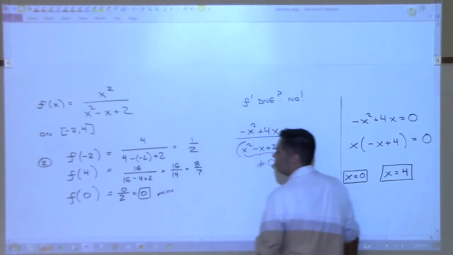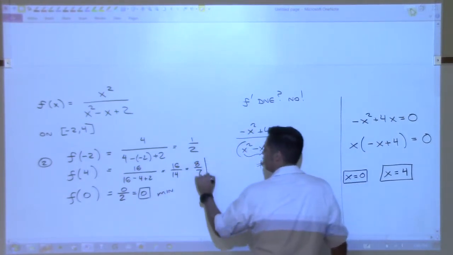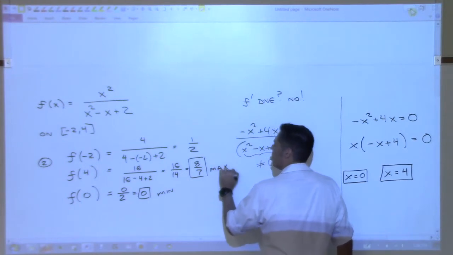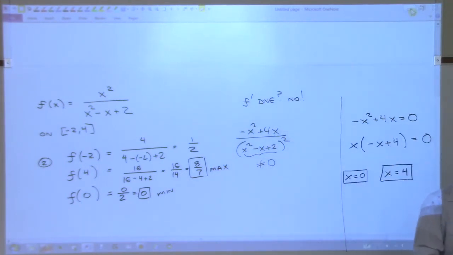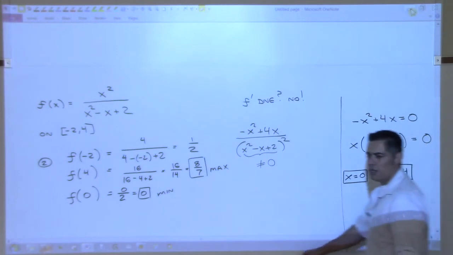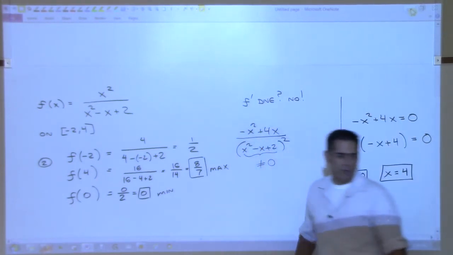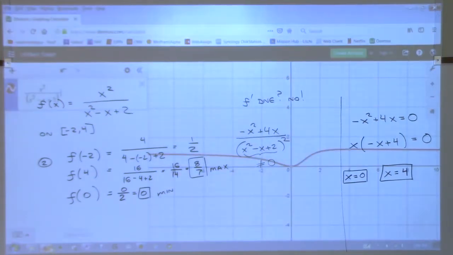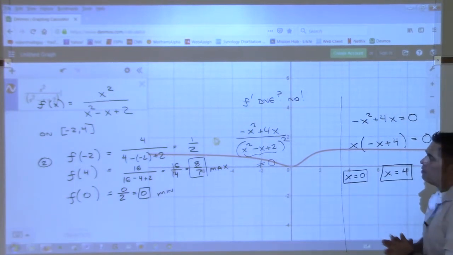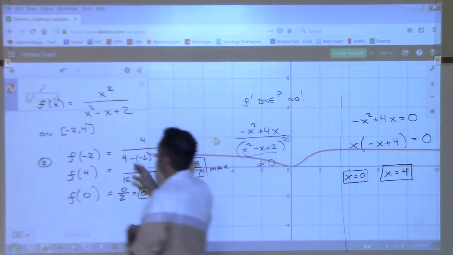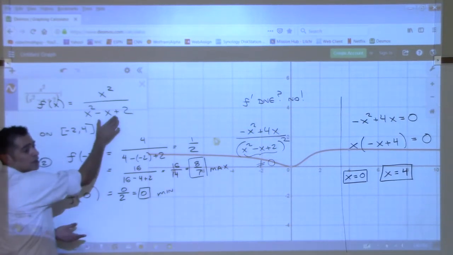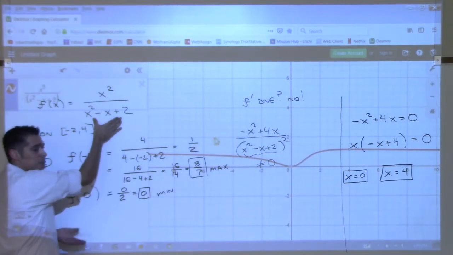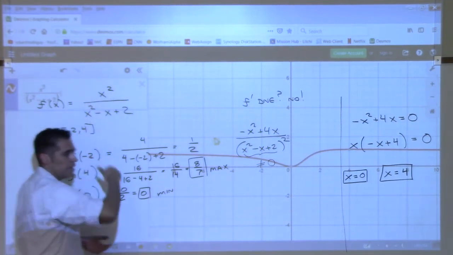And what about a max? 8/7. So on that interval, negative 2 to 4, the maximum value that we achieve is 8/7, and the minimum value is 0. And we can go back to the graph now. Didn't we say it couldn't equal 0? What couldn't equal 0? No, we said that the denominator could never be 0. There's no x I could ever pick that would make that whole denominator 0. Can you plug 0 in? Yes. 0 can go in, it's fine.